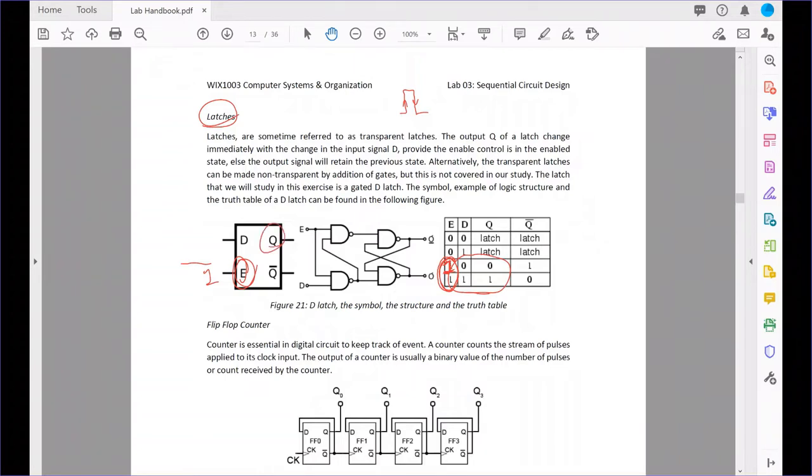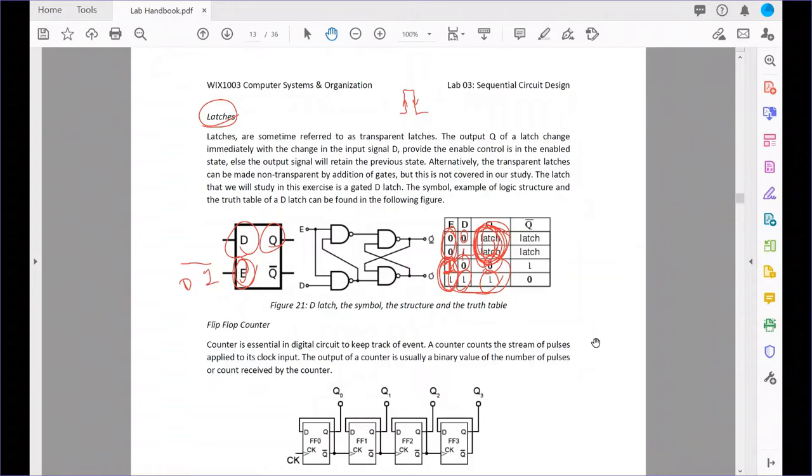Your Q will always follow your D. Okay, your D is 0, your Q is 0, your D is 1, your Q is 1. Then if you disable, you supply a 0 here, there will be no change to your Q. Whatever you give to your D, they will remain the same values at Q here. So these are the two types of sequential circuitry you have, the latches and the flip-flops.